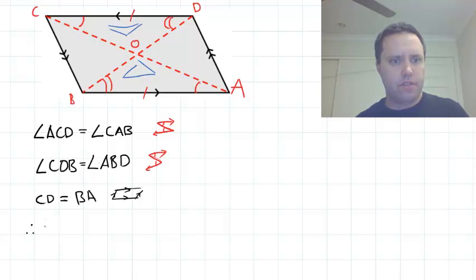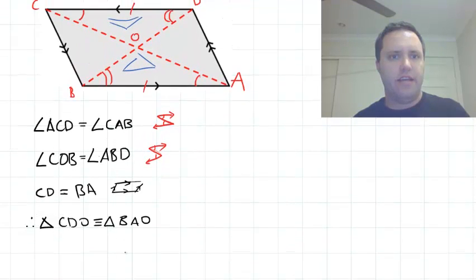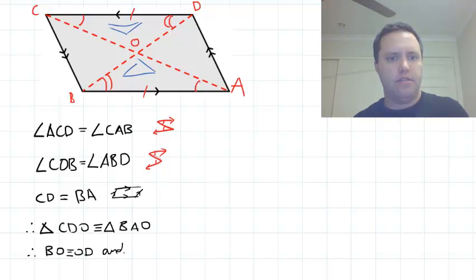therefore, triangle CDO is congruent to triangle BAO. If that's the case, therefore line BO is equivalent to line OD, and line CO is equivalent to line AO. Therefore, diagonals bisect.